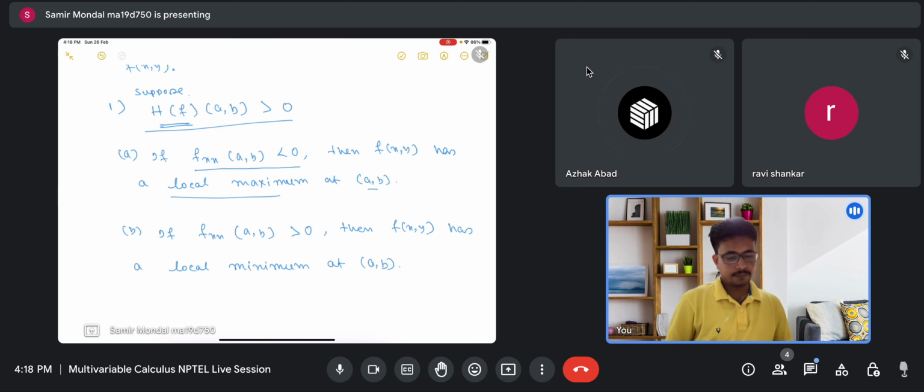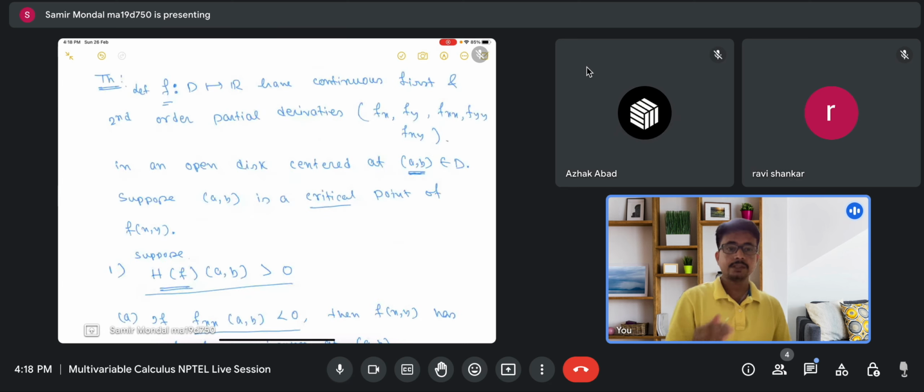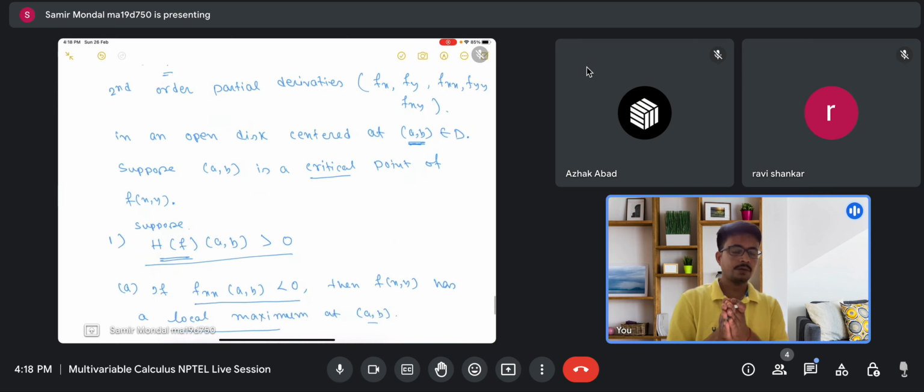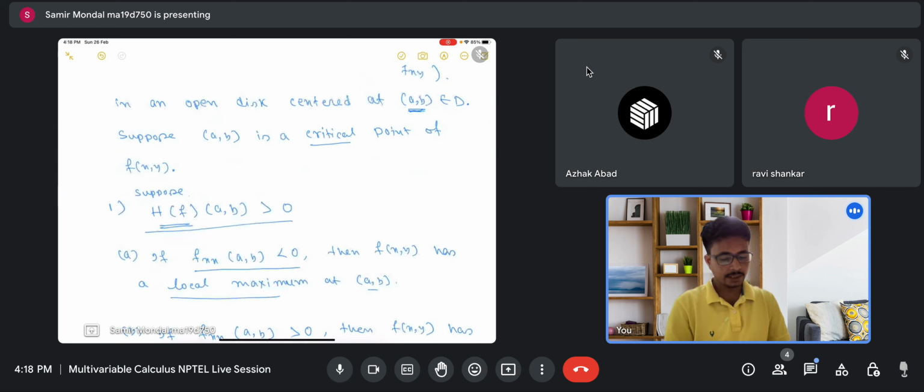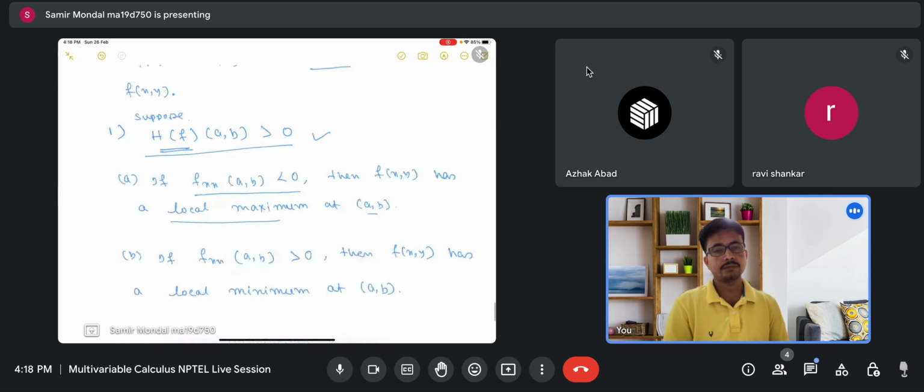So at first you have to find the critical point, meaning f of x equal to 0 and f of y also equal to 0. Then, suppose you get 5-6 points, fix one point AB, then find the Hessian at the point. Check whether it is positive, negative, or 0. If it's positive, go for the second partial derivative. If it's negative, then local maximum.